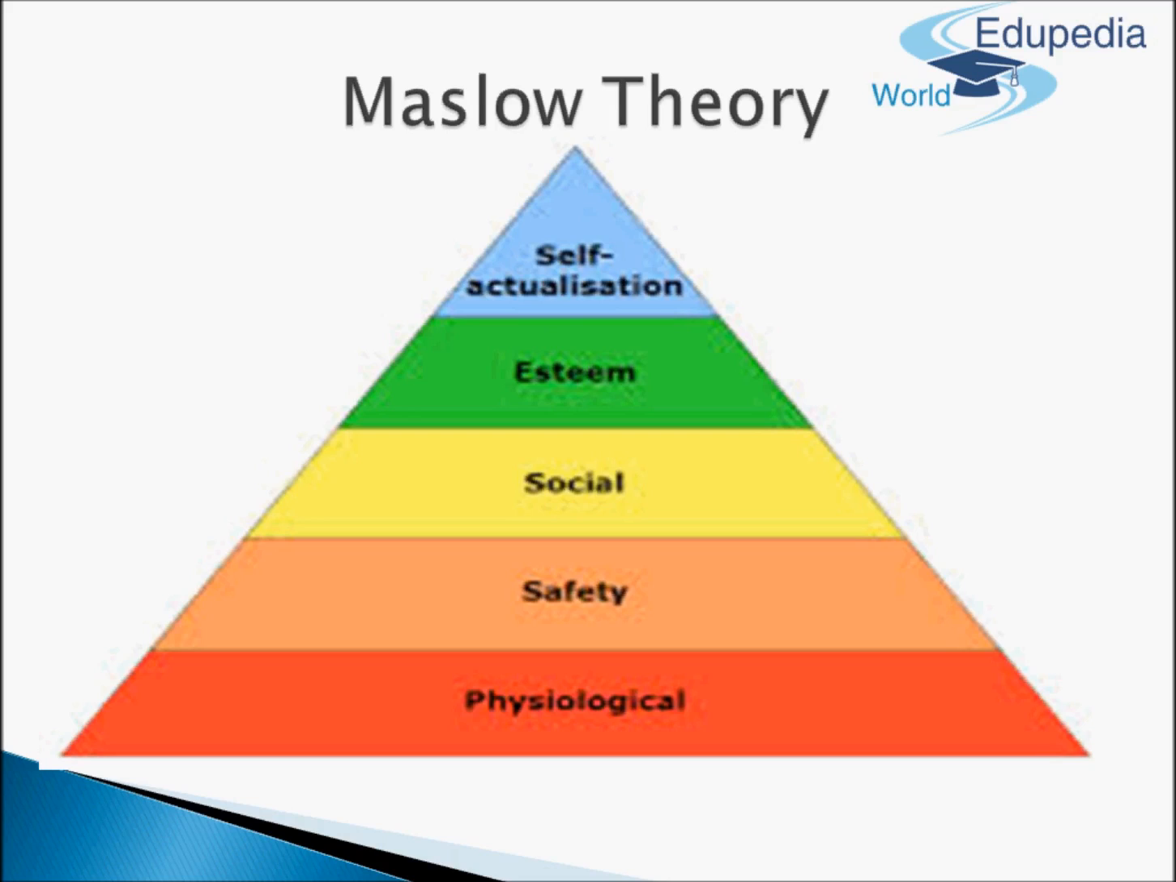For example, we have seen Mahatma Gandhi was going for satyagraha, not bothering about his physiological needs like food and shelter, and totally going towards self-actualization. His main aim was to make us free, to achieve India's freedom. So here the hierarchy is broken and he has directly challenged the lower needs and gone to the higher needs.